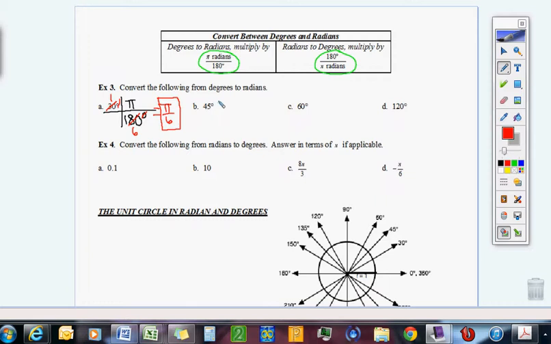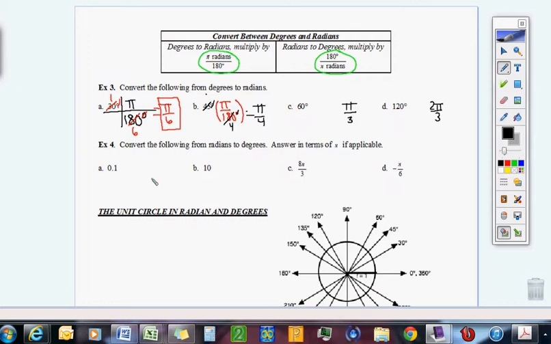So I would encourage you now to go ahead and multiply each of these by pi over 180. See how your degrees cancel, and then your numbers can reduce to get pi over 4 in this case, and so on. So as you do that, go ahead and pause the video, try these two now, and come on back and check your answers. So when you come back, you should get pi over 3, and this one you should get 2 pi over 3.